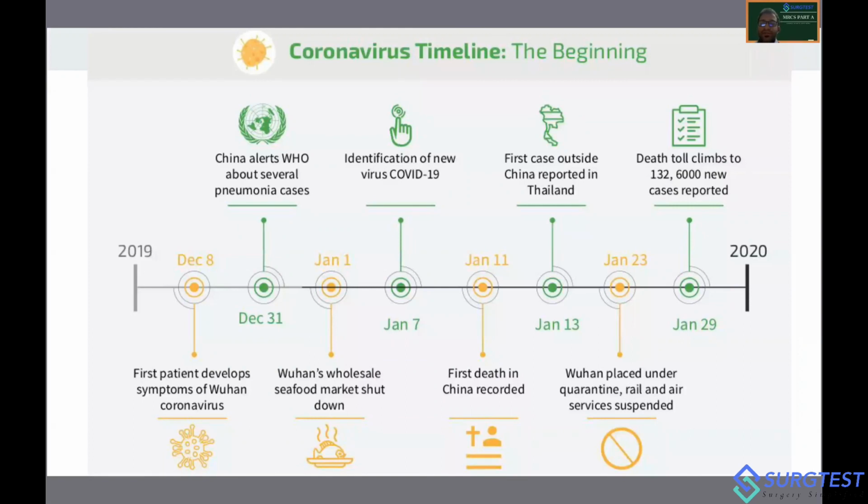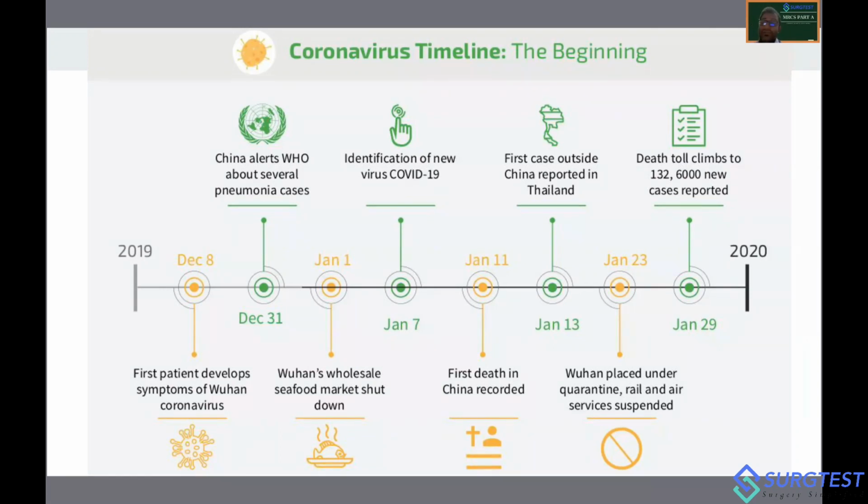It was late 2019 when the first symptoms started developing in Wuhan, which is in China. And China is a bit delayed in alerting WHO about several pneumonia cases. WHO also takes some time to act upon it. On January 1st, Wuhan's seafood market is shut down. It's basically the place where live animals are kept, and live markets, which are actually supposed to be banned in China, they're open. And on Jan 7th, the new virus is identified.